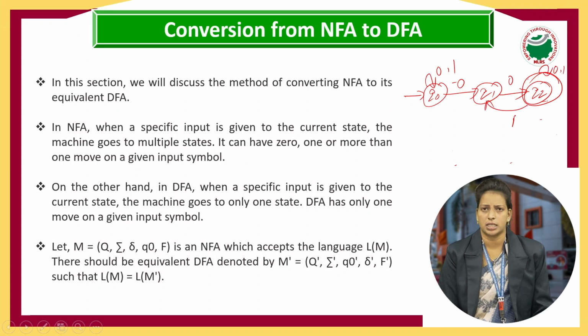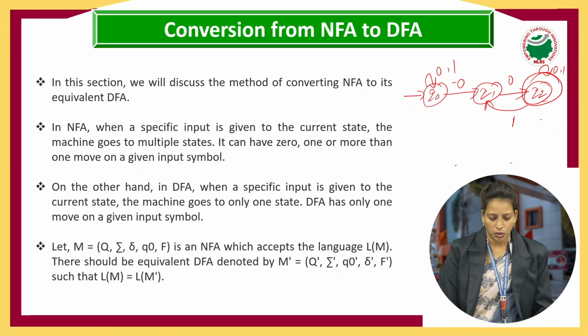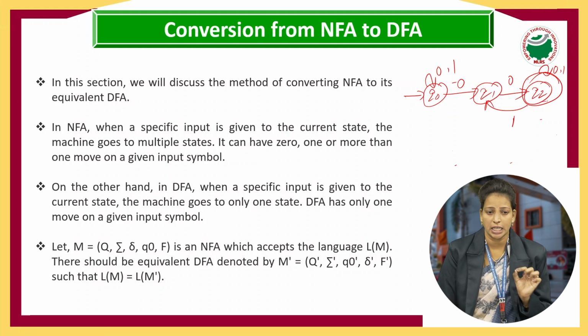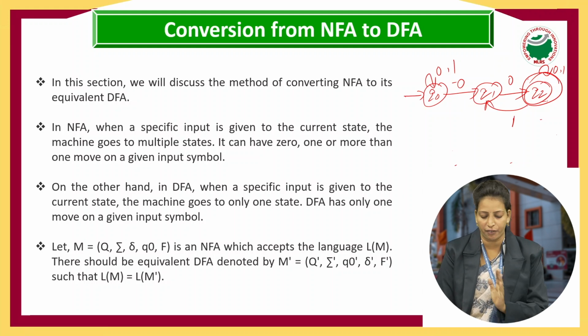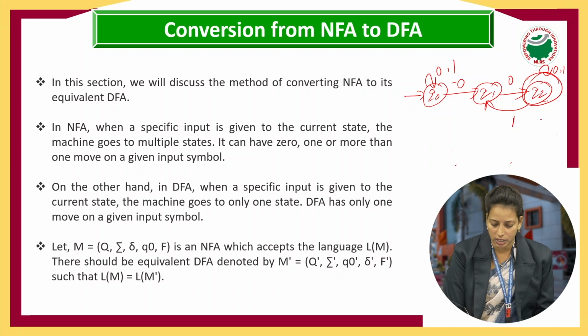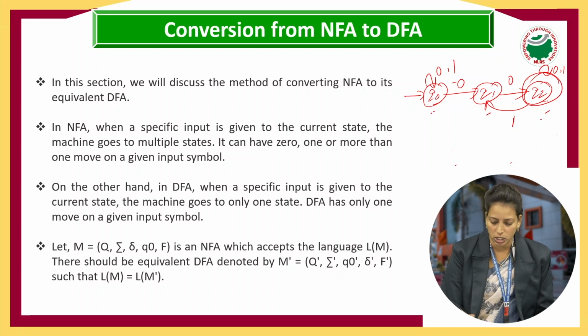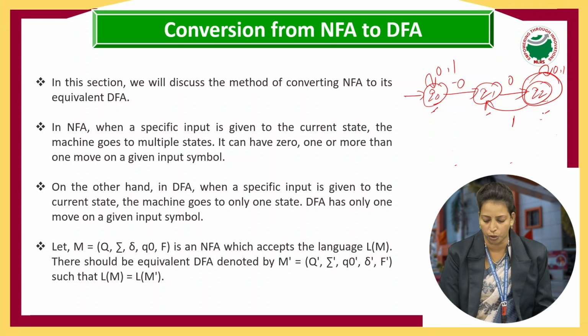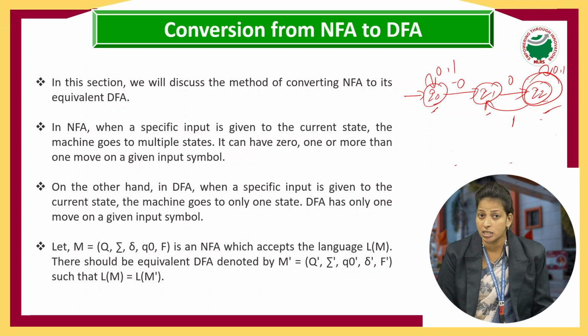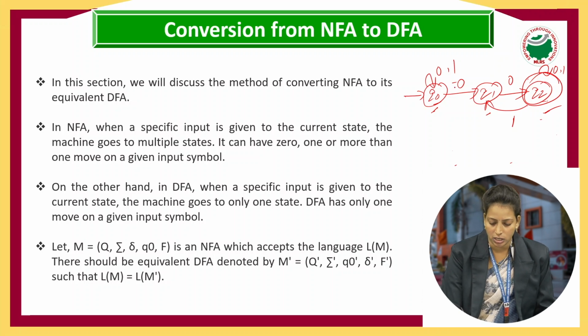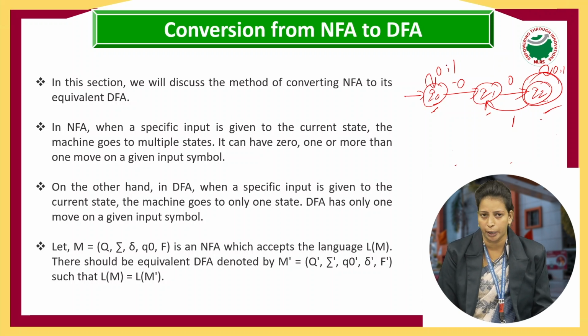Let us consider this transition diagram. In NFA, when a specific input is given to the current state, let us consider my current state is Q naught. In this example, total how many states? Q naught, Q1, Q2, 3 states. Initial state is Q naught, final state is Q2. Q1 is intermediate state. Input symbols are 0, 1.